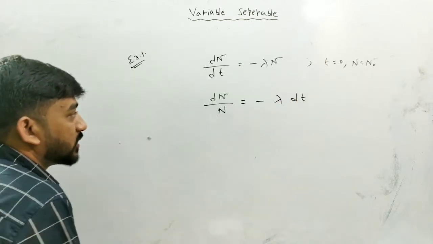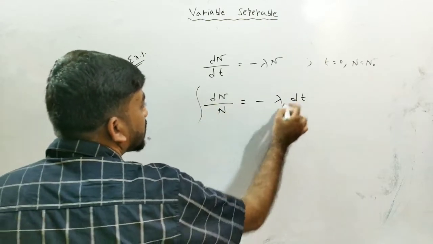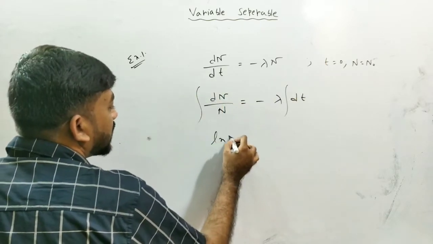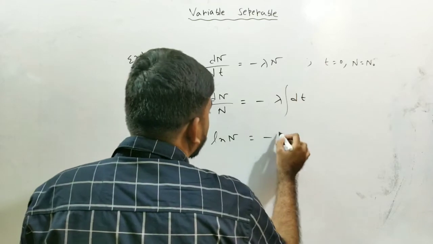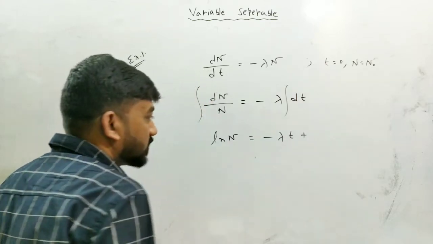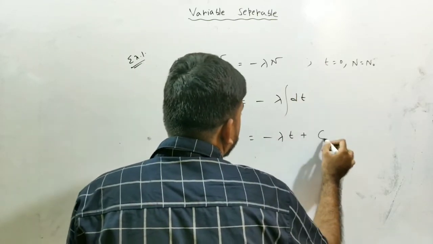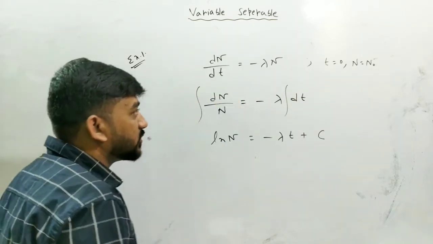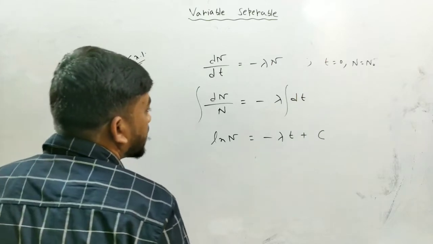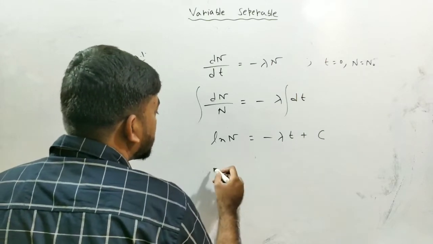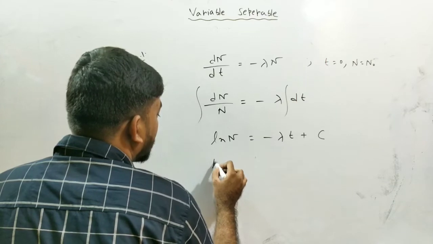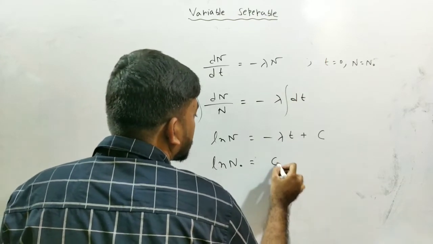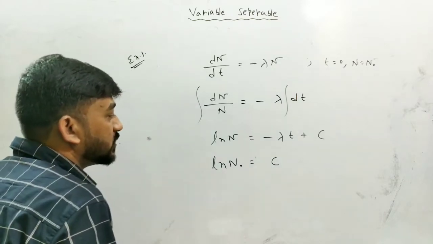Now if you integrate both sides, and lambda is a constant, the integral of dN by N is ln N. So it will be equal to minus lambda t plus a constant, let me take that as c. Now if you use the boundary condition that at t is equal to 0, N is equal to N0, what will you get? At t is equal to 0, you get ln N0 is equal to c. So c will be ln N0.